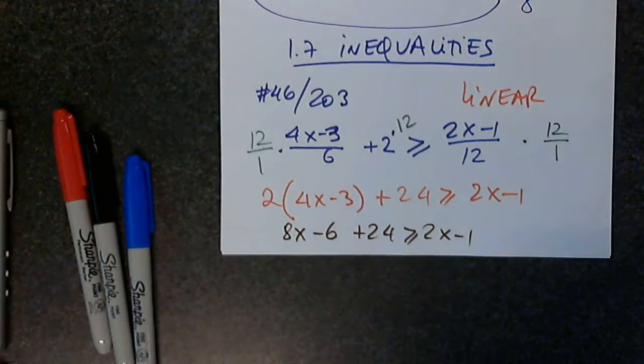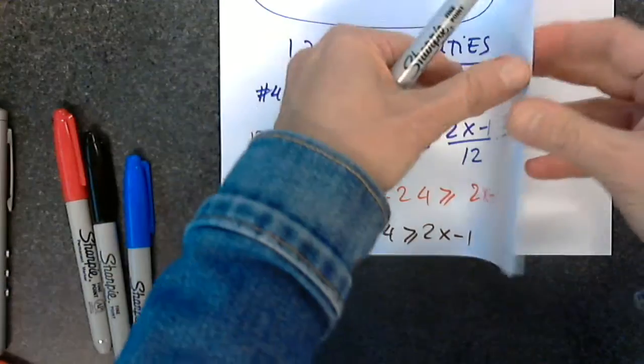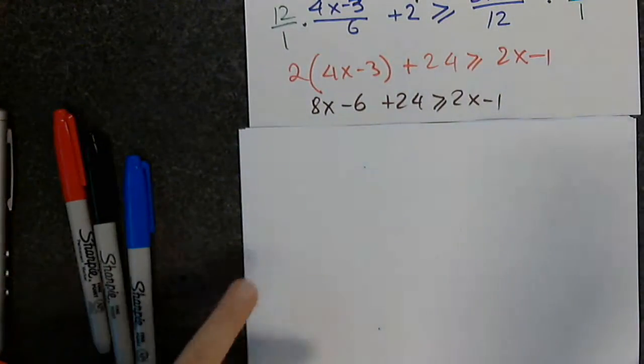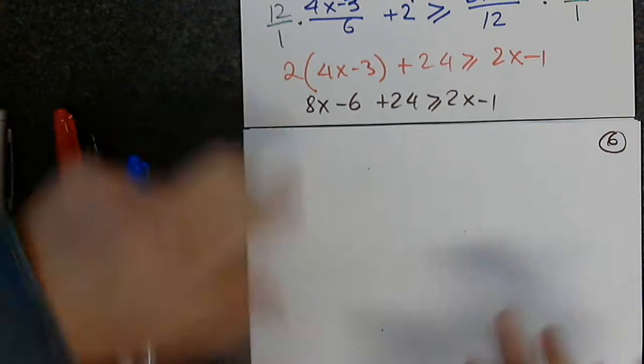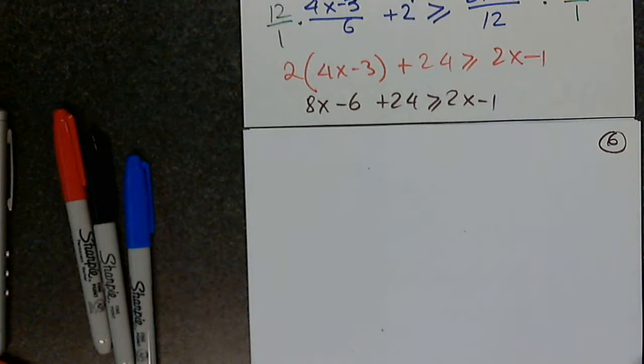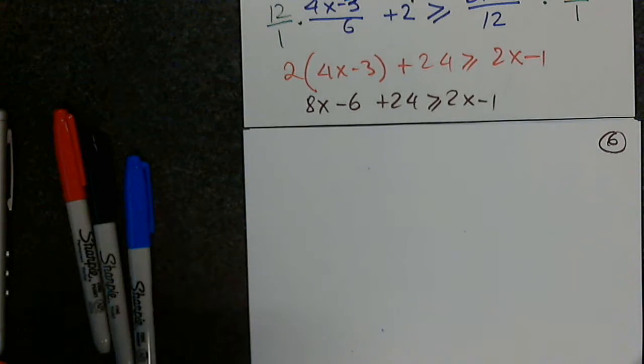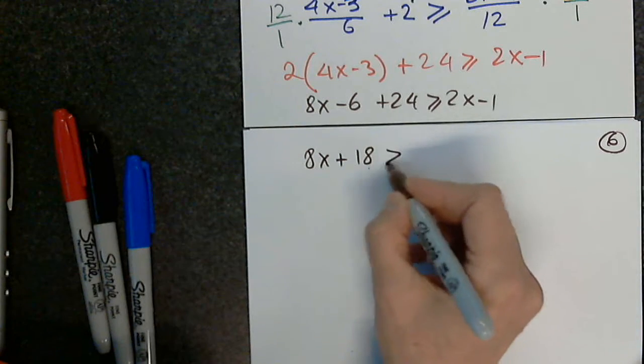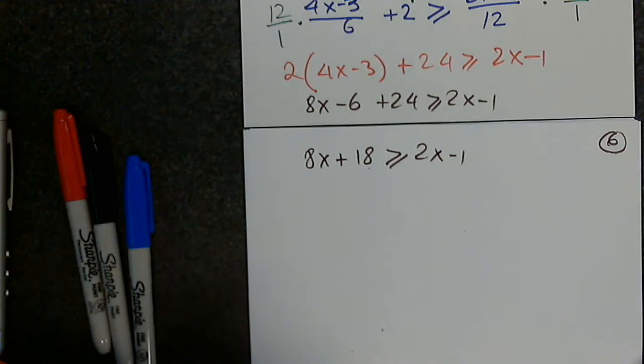So I have distributed. My next step must be, please do not move terms around till you completely clear and clean up one side, the left-hand side, and the other, the right-hand side. And then we decide what to do. 8x plus 18 greater or equal to 2x minus 1.